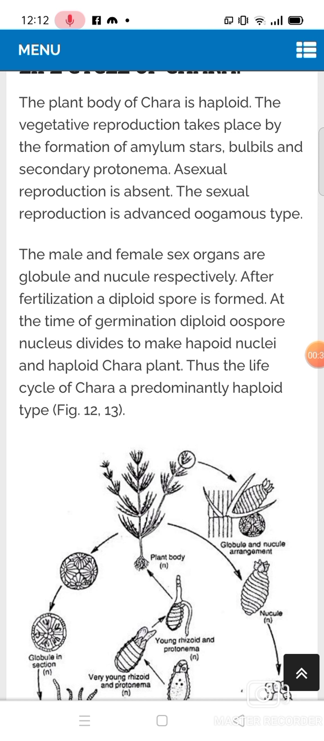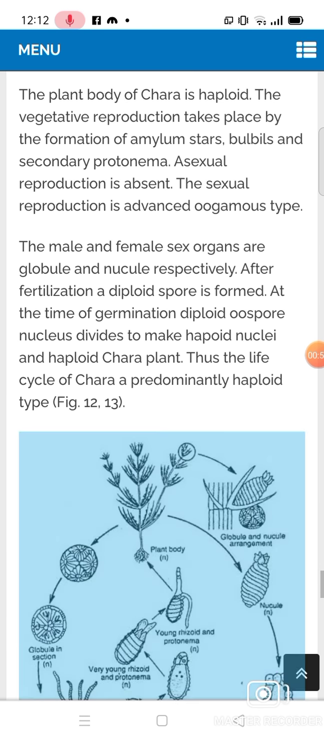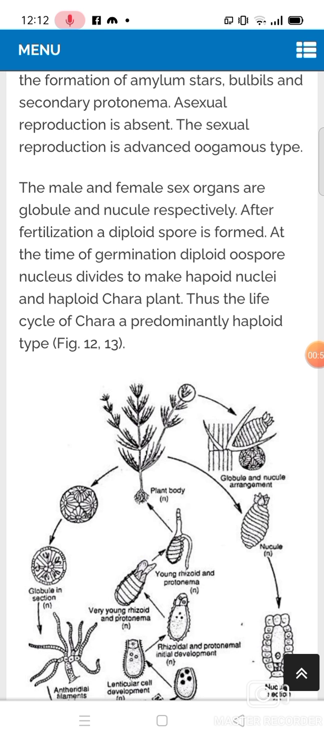The male and female sex organs are the globule and nucule respectively. After fertilization, a diploid spore is formed, which is called a zygote. Because it is formed by the fusion of two gametes, it is a diploid oospore. At the time of germination, when a new plant is going to form, the diploid oospore nucleus divides to make haploid nuclei and the haploid Chara plant.